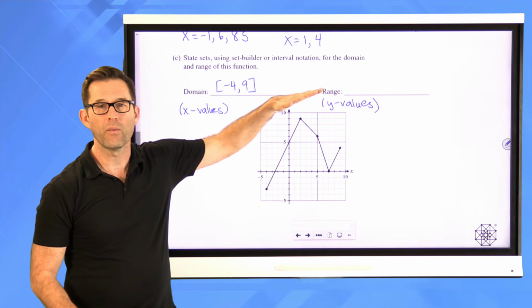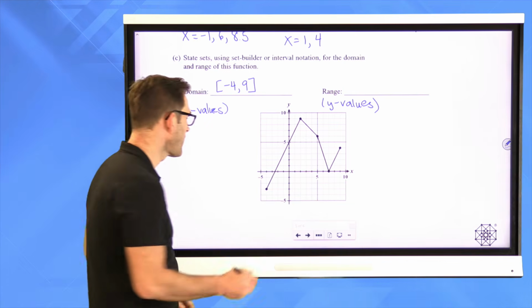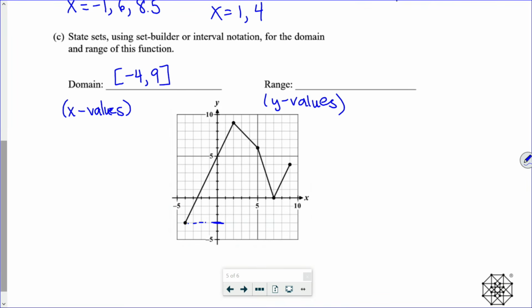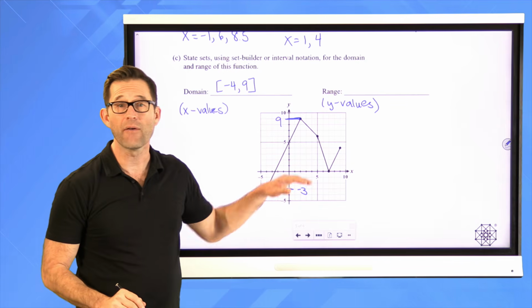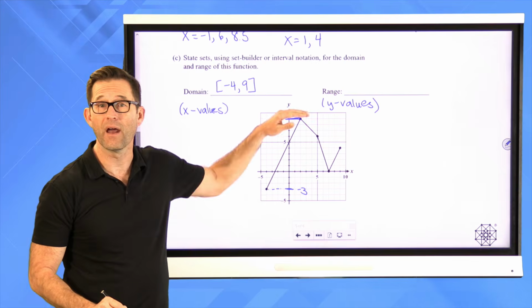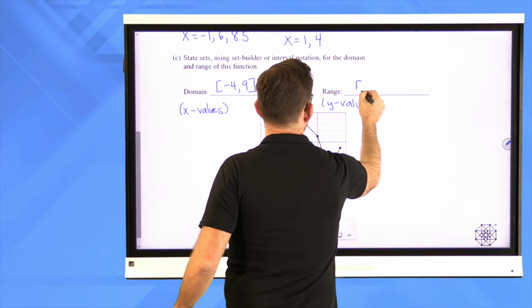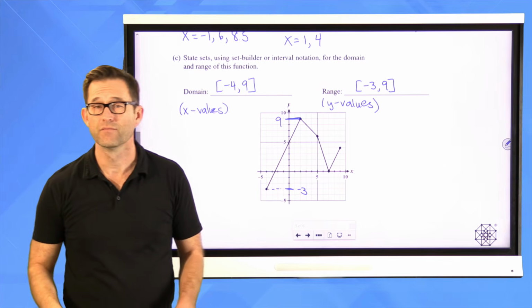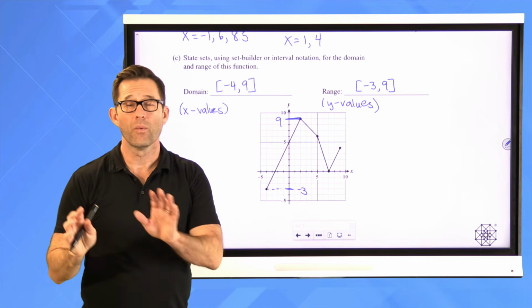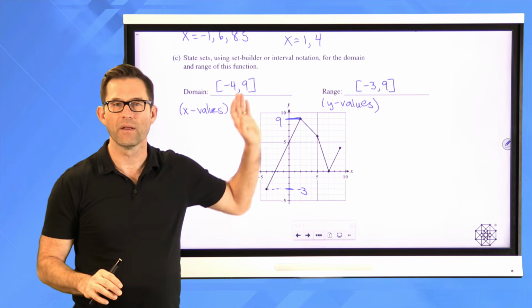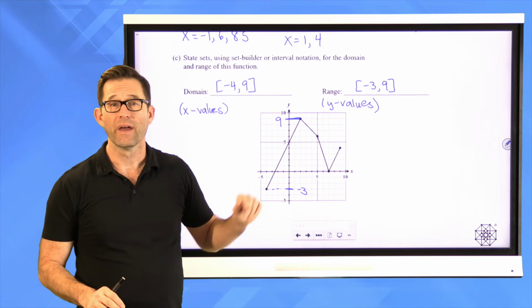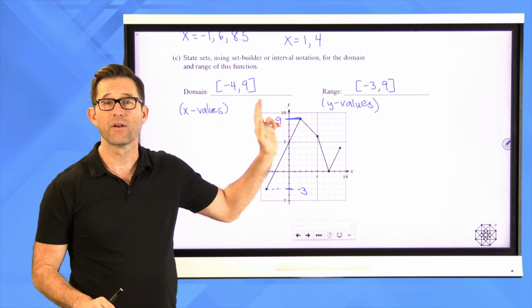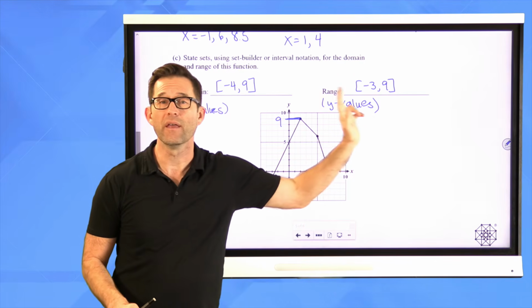Y values, I really want to think in this direction. So I look like this. That's my lowest y value, and that's down here at -3. And my highest y value is up here at +9. And I certainly hit every y value between -3 and 9. And so my range is that interval, [-3, 9]. And that's it. Again, what we want to do is start getting used to this terminology, domain and range. All the values in this interval will have an output somewhere in this interval.